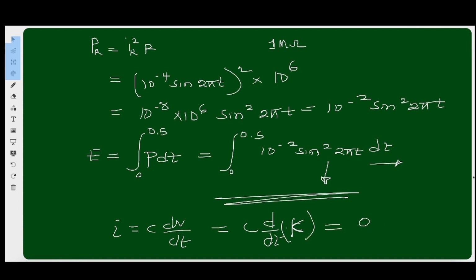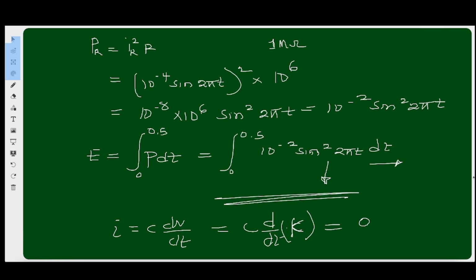Therefore, there is no current through a capacitor if the voltage across it is not changing with time. A capacitor is therefore an open circuit to DC. That is, when we have a DC source. For example, you have a DC voltage source, and therefore the voltage across the capacitor is DC. Therefore, the current will be 0. And when current is 0, we call it an open circuit. Therefore, a capacitor is an open circuit to DC, to direct current.